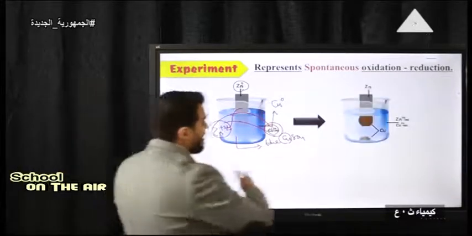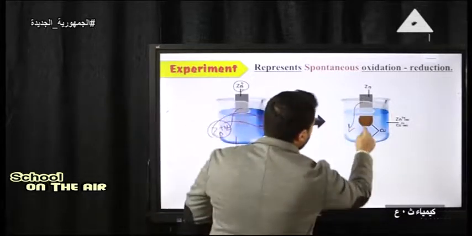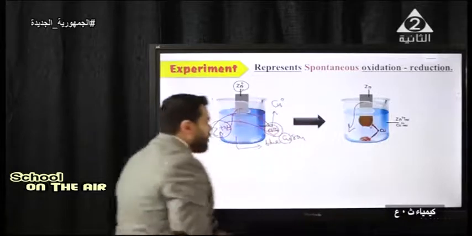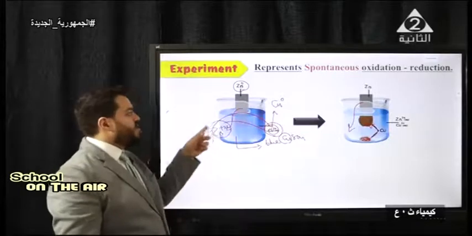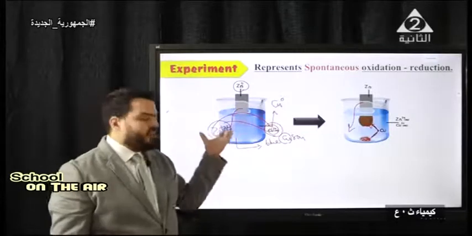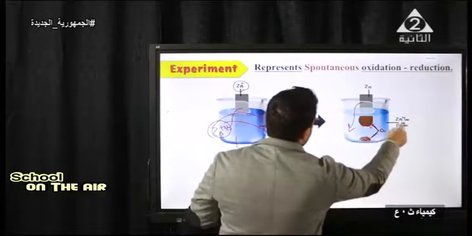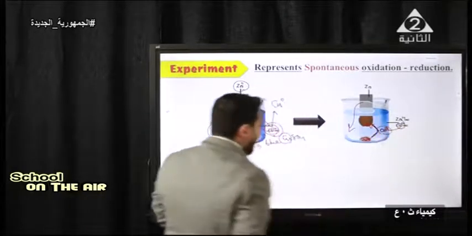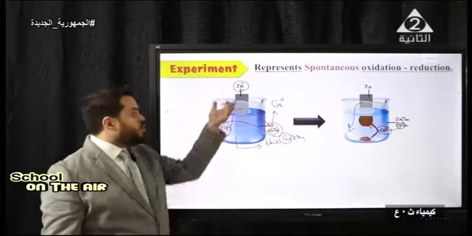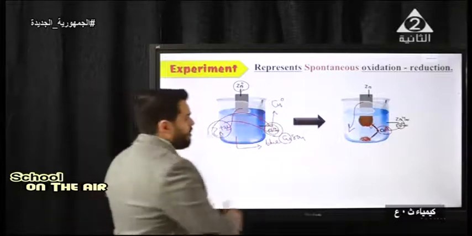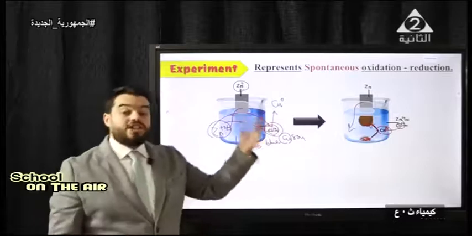We can see in that experiment that the zinc is dissolving and the copper is precipitating. So it converts the zinc 0, or the zinc neutral atom, into zinc 2+, a charged zinc cation. And the copper 2+ is changed into copper 0, or copper neutral atom. So here you are losing electrons, so it's oxidation. Here you are gaining electrons, so it's called reduction.